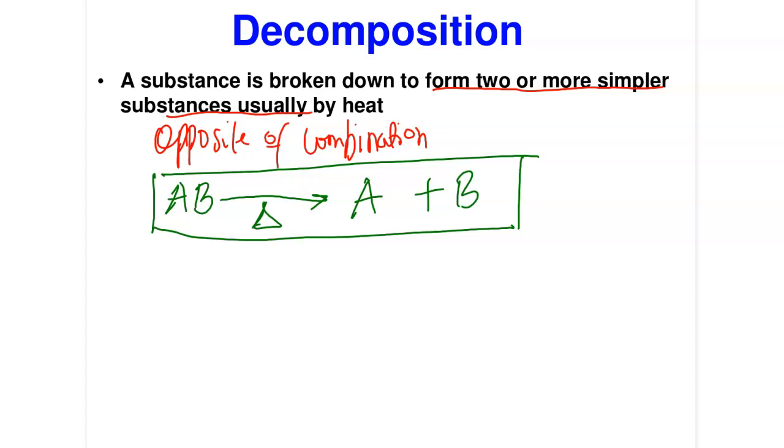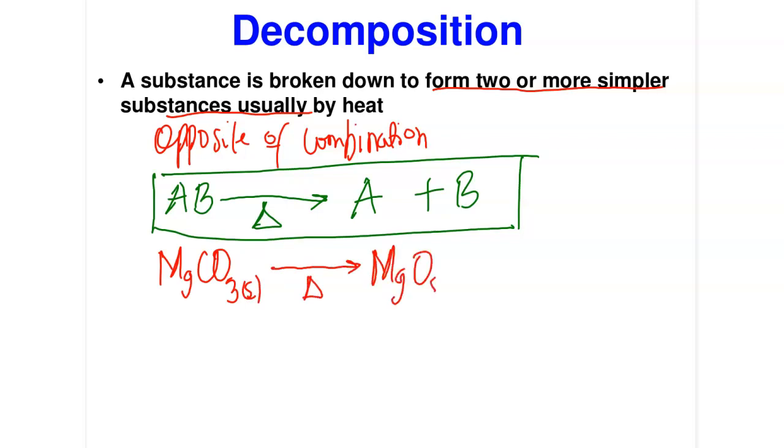Okay, let's get some examples here. Some good examples here will be, if I have magnesium carbonate, a solid, and I heat it up, and it breaks down into magnesium oxide, solid, plus CO2 gas. This is an example of a decomposition reaction. I started with magnesium carbonate, which is big. I broke it down into magnesium oxide and carbon dioxide.